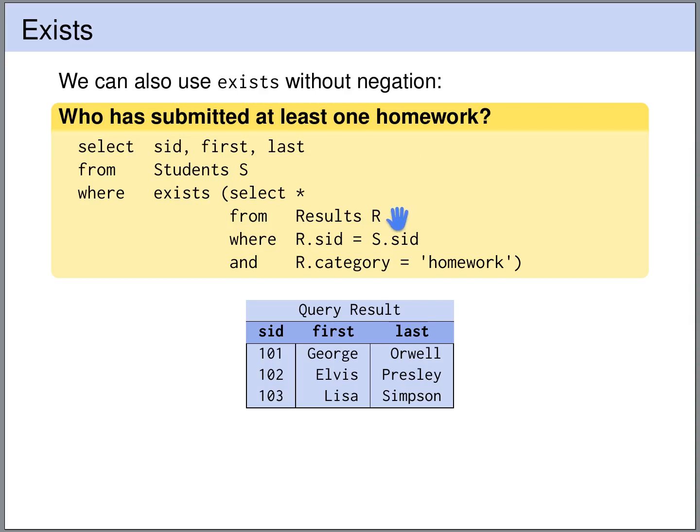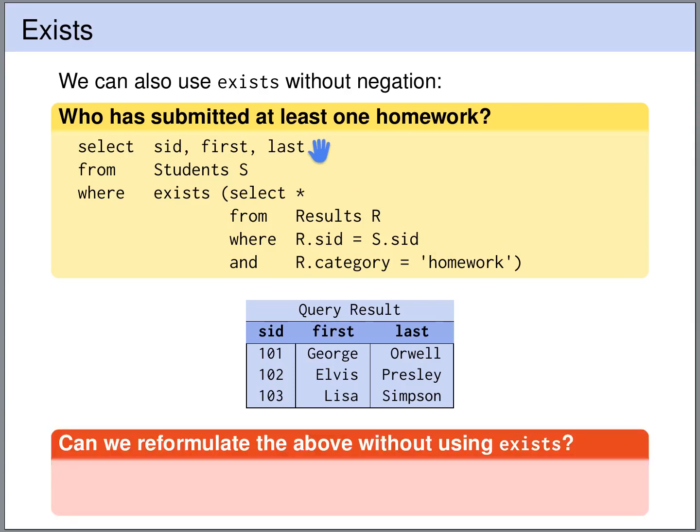The subquery looks at the results table. It selects those results that belong to the student that we're looking at in the outer table, and it restricts to the homework results. So the subquery will be non-empty if there is a homework result for the student S. So we include the student in the output if there's at least one homework result in the results table.